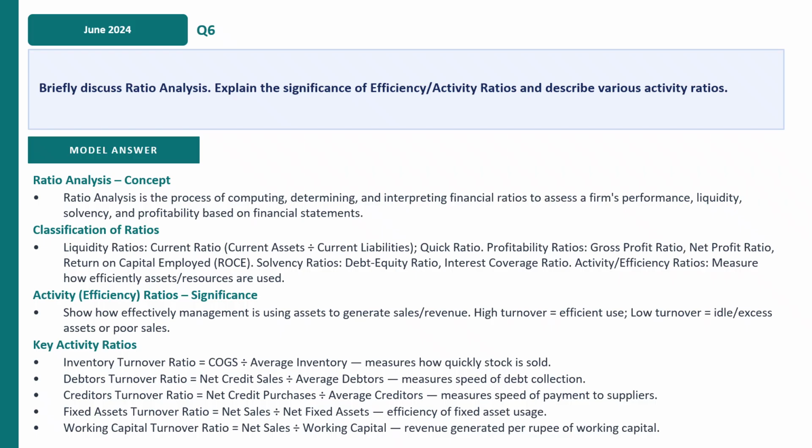Next comes ratio analysis, which helps analyze financial performance. Ratios are classified into liquidity, profitability, solvency, and activity ratios. Activity ratios like inventory turnover and debtor turnover show efficiency. Higher turnover means better performance. Always write formulas and significance together.